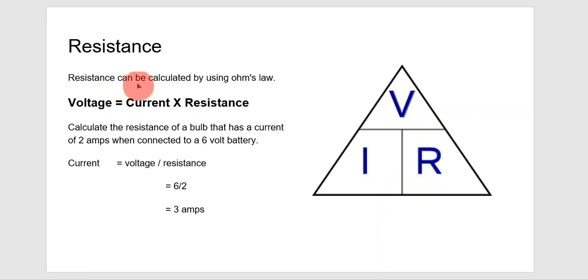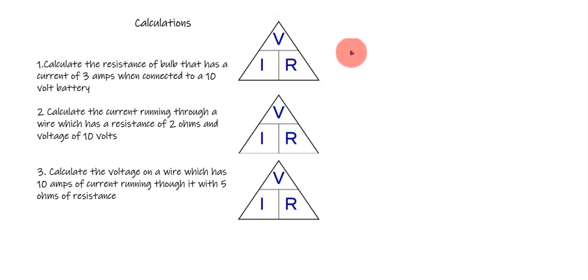So resistance, current, or voltage can be measured using this triangle, and we're going to look at some examples of this now. So let's have a look at these three types of calculations here that you could be asked. So you could be asked to calculate voltage, current, or resistance. So the first thing we want to do is look at how we go about using this triangle. Okay, so the first thing you want to do is read your question.